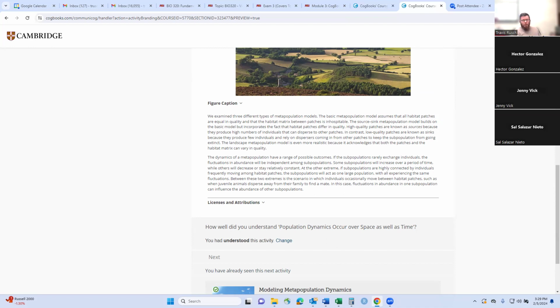The patches can be similar in quality, but they're not going to be identical in quality because a lot of them are just different sizes, different shapes, contain different resources, different predators potentially. And then it mentions that the habitat matrix is inhospitable. And by inhospitable, does that mean that the organisms can't go through it, like it's lava or something, that it would kill them?